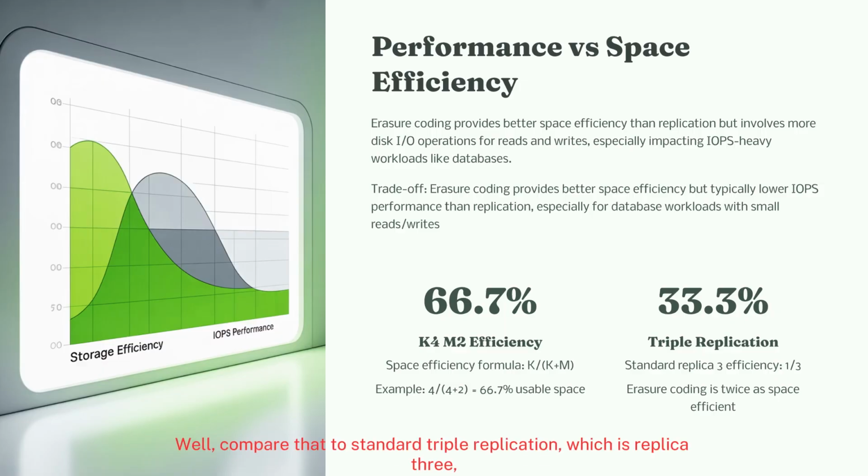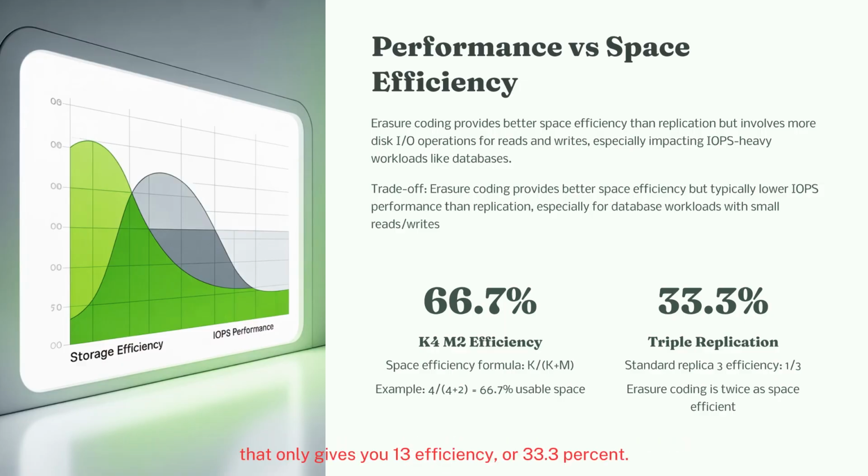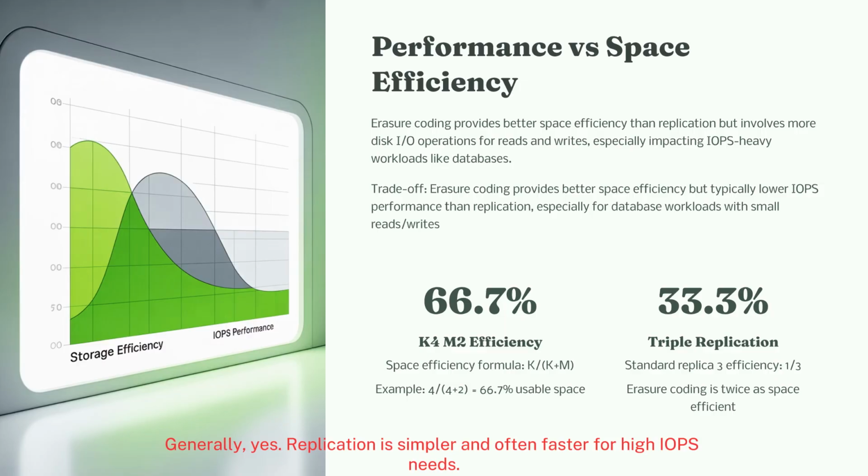Well, compare that to standard triple replication, which is replica 3. That only gives you 1/3 efficiency, or 33.3%. So K=4, M=2 is literally twice as space efficient. Twice the usable space. But you said replica 3 might be better for IOPS? Generally, yes, replication is simpler and often faster for high IOPS needs.